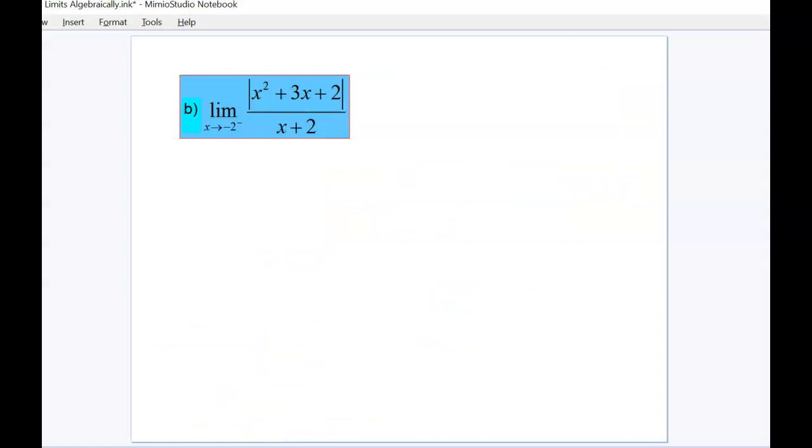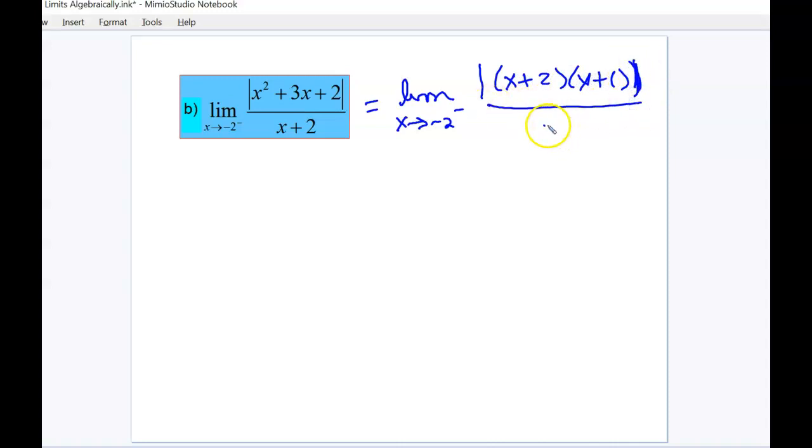Let's take a look at question B. So now I have the limit as x approaches negative 2 from the right of the absolute value of x squared plus 3x plus 2. Well, we know that that numerator, just to make our math a little easier, can be factored into x plus 2, x plus 1, and that's still in the absolute value signs, all over x plus 2. So again, I want to know the limit as x approaches negative 2 from the left.